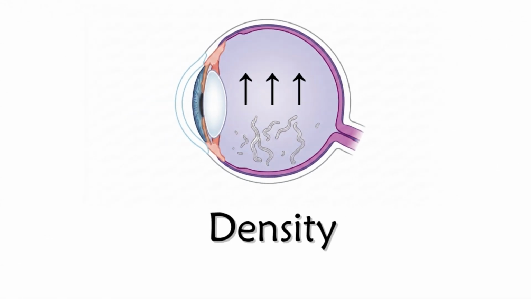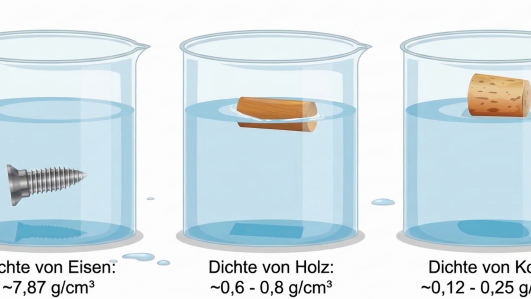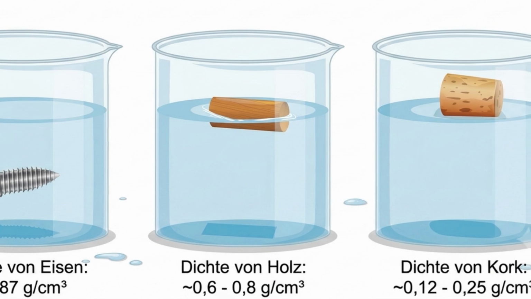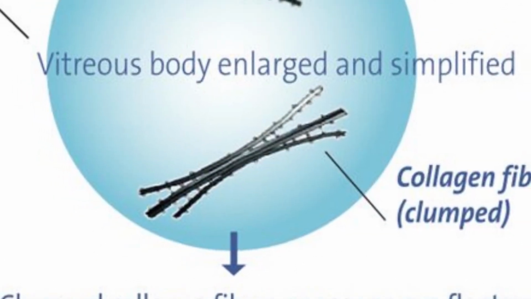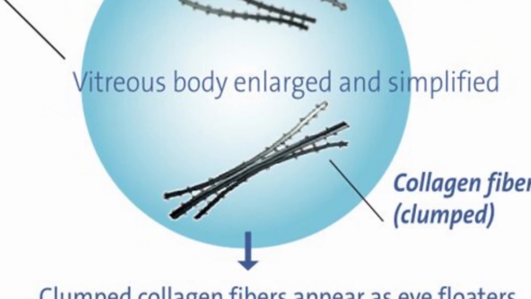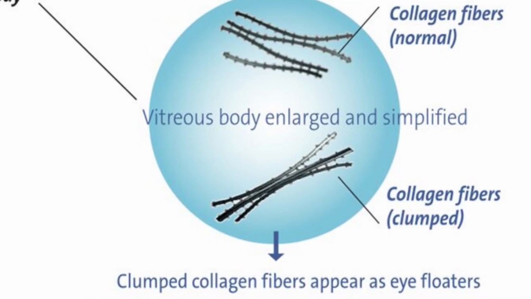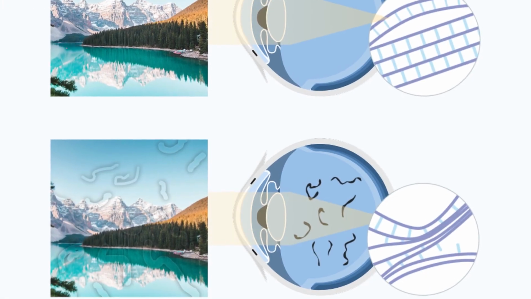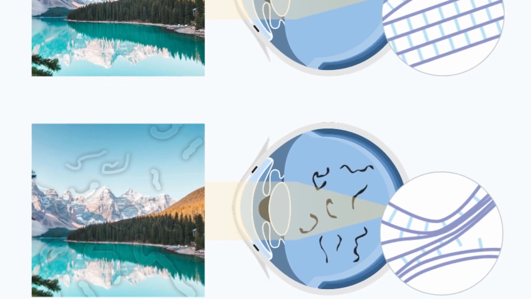Let's consider density. From a physical point of view, an object rises if its density is lower than that of the surrounding medium. Now, according to ophthalmology, floaters are vitreous structures, namely collagen fibrils that have clumped together. They should therefore be denser than the surrounding vitreous fluid and thus tend to sink rather than rise.